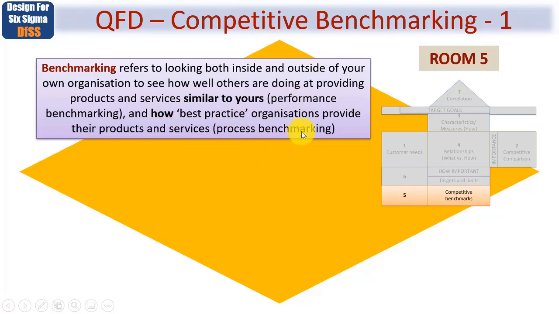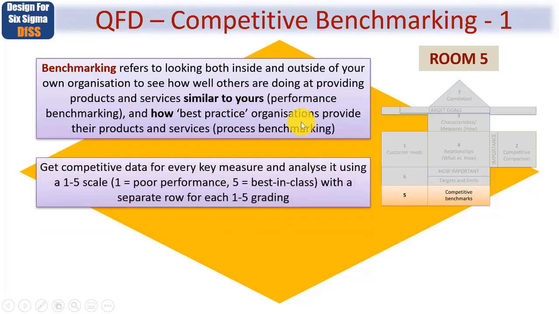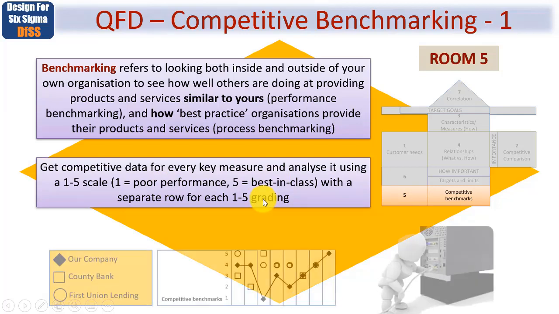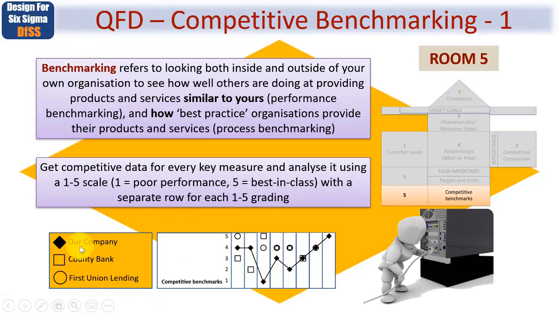So you get competitive data for every key measure and analyse it using a 1 to 5 scale: 1 for poor performance, 5 best in class, with a separate row for each 1 to 5 grading. Let's see how that would look in Room 5, competitive benchmarks. Here again, I'm using the same example, showing a black diamond for our company, a square for County Bank, and a circle for First Union Lending. Here are the competitive benchmarks 1 to 5 I've mentioned up here. Here's our company, and here are the others in comparison.